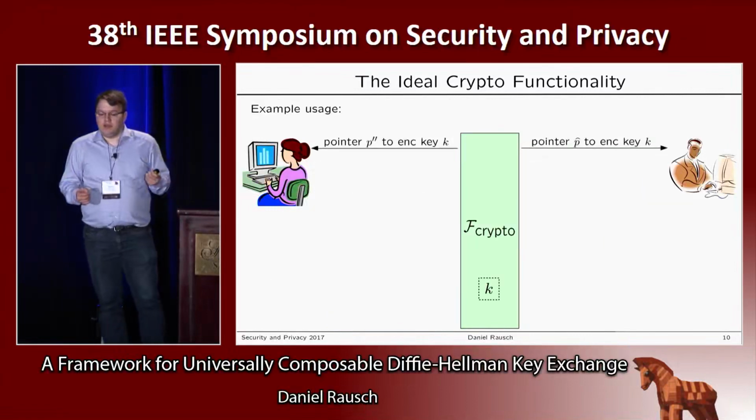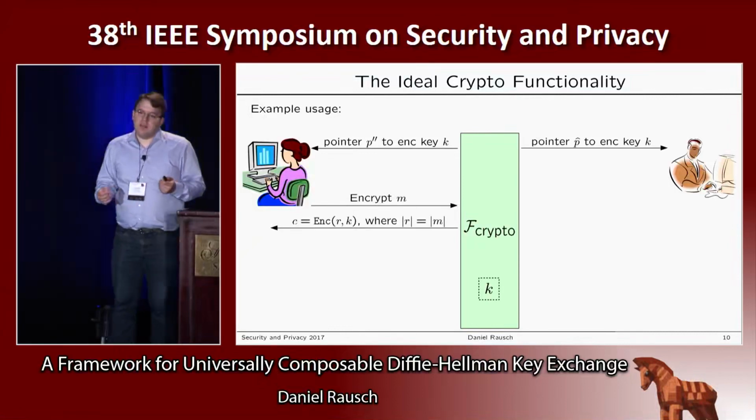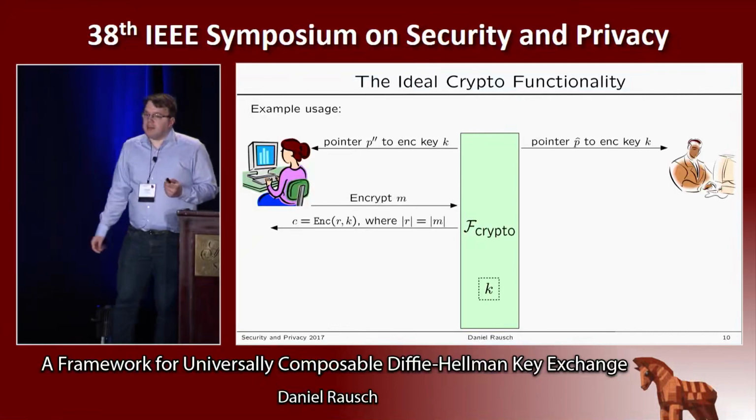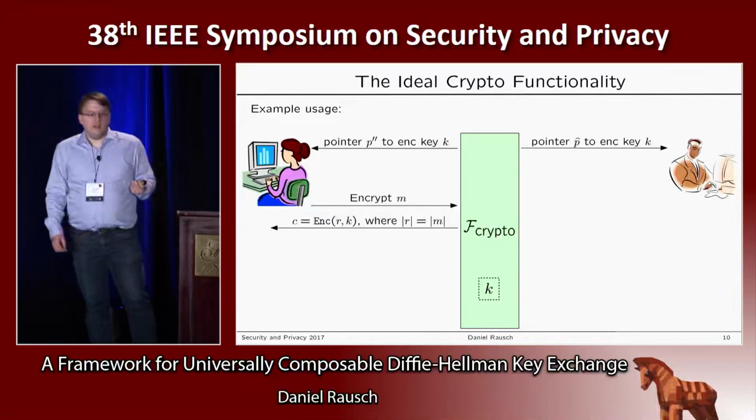This key can then be used to encrypt messages, so say Alice wants to send some message m. She will obtain a ciphertext by Fcrypto. However, instead of directly encrypting the message, Fcrypto chooses a random bit string of the same length and encrypts that one.